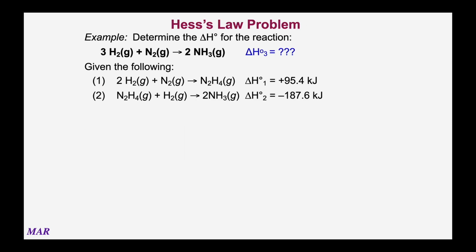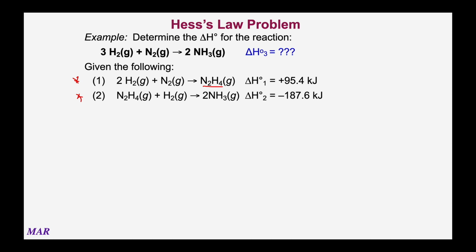Let's do this reaction. This is 3H2 plus N2 going to 2NH3. And we really want to know what the delta H of this reaction is. Here are two known equations. This one is for making a compound called hydrazine, N2H4, which is kind of weird. And hydrazine reacts with hydrogen to make ammonia. So you can see that there are some similarities between these reactions, but there are also some differences.